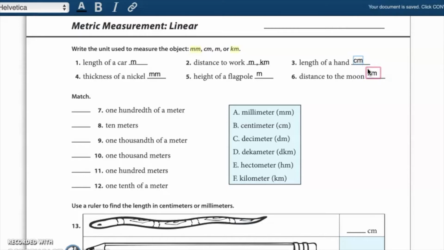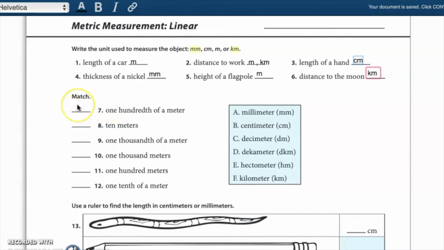Then let's look at number 7. For number 7 through 12, you need to use the letters here, and you just need to match the unit to the corresponding explanation. So 1/100th of a meter, what does that mean? If we multiply this unit by 100, then it will give us a meter.